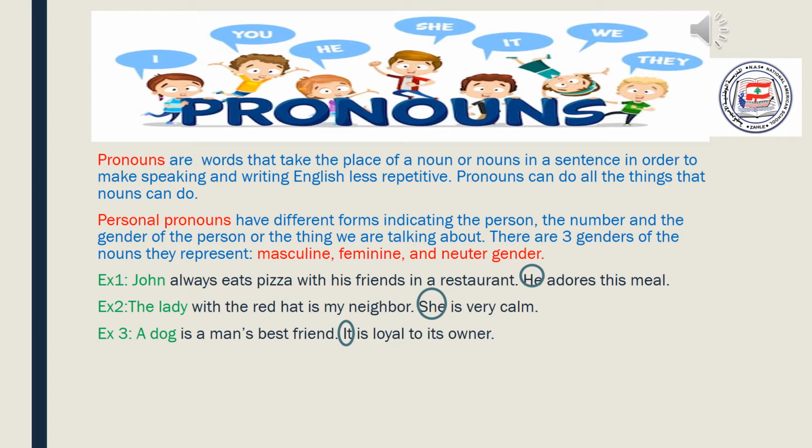Example 2. The lady with the red hat is my neighbor. She is very calm. She represents the feminine gender. Example 3. A dog is a man's best friend. It is loyal to its owner. It represents the neuter gender since it talks about the dog. So the neuter gender can talk about a thing or an animal.